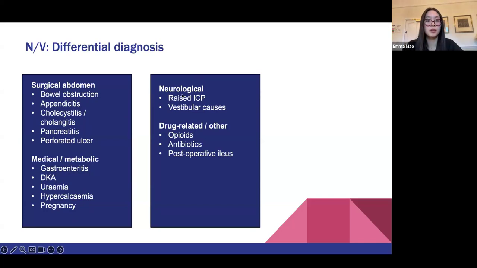And then there's also neurological reasons such as increased intracranial pressure and vestibular causes. So if they're particularly dizzy, that could make them feel sick. And then also drug-related reasons, so opioids, antibiotics, and then post-operative ileus. So it's not a mechanical bowel obstruction, not a physical one. It's just not moving stuff down.